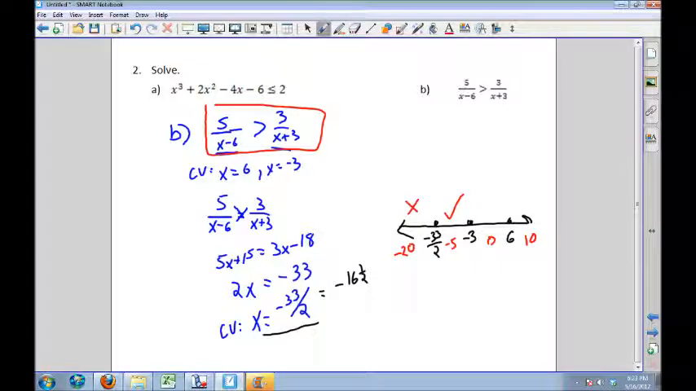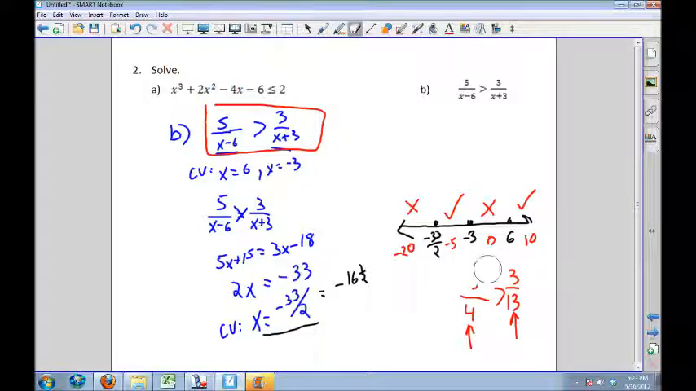For my test point of 0, if I plug in 0, I get 5 over negative 6 is greater than 3 over 3. Well, a negative number can't possibly be greater than a positive number, so this won't work. Moving on to my next one, positive 10. I end up with 5 over 4 is greater than 3 over 13. Well, if you notice, this number is less than 1, and this one is greater than 1, so yes, this must be true. Something greater than 1 is greater than something less than 1.